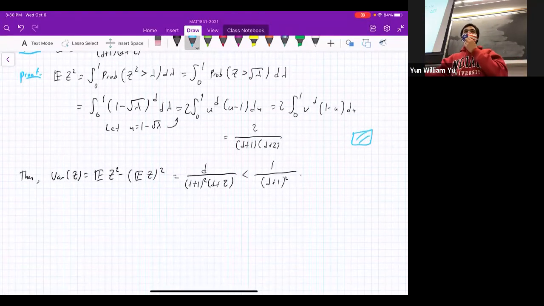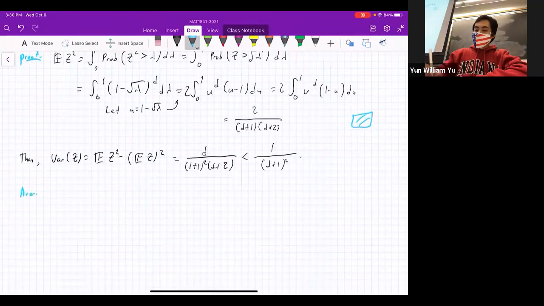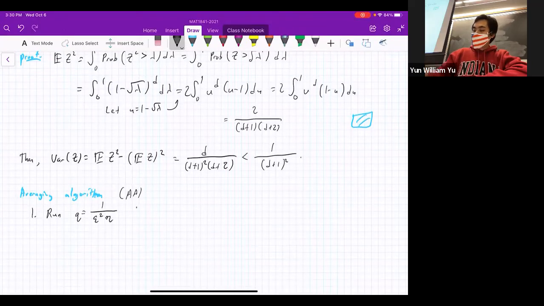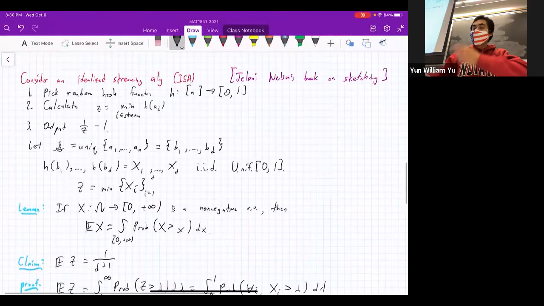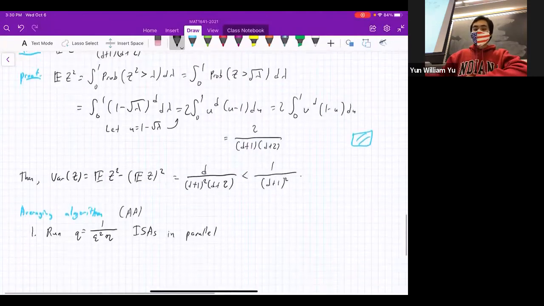And now that we have this, we can do the averaging step. Previously that was just effectively using one hash function, and now we're going to average a bunch of these. So we have an averaging algorithm, and let's call it AA. We'll use copies of the averaging algorithm later actually as well. What we're going to do is run a bunch of these. So we're going to run Q is equal to 1 over epsilon squared eta ISAs in parallel. Remember, ISA is what we call this idealized streaming algorithm. So we're going to run a bunch of these copies.